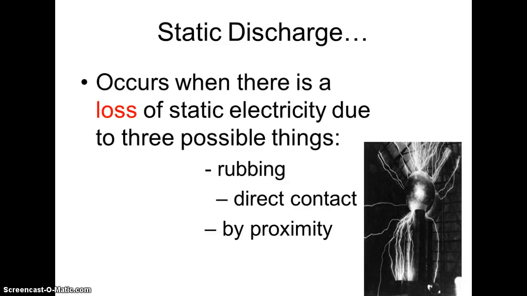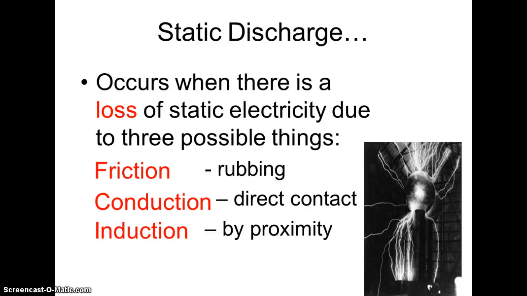Now, whenever we have this buildup of electric charge, we have to discharge it. This is like when you're rubbing your feet on the carpet, touch something, and you get a shock. The first way you can discharge it is through friction. The second way is direct contact, called conduction. The third one is induction, by proximity. What this means is bringing something close together. You don't have to touch it for there to be a transfer of charge. It just has to be close.